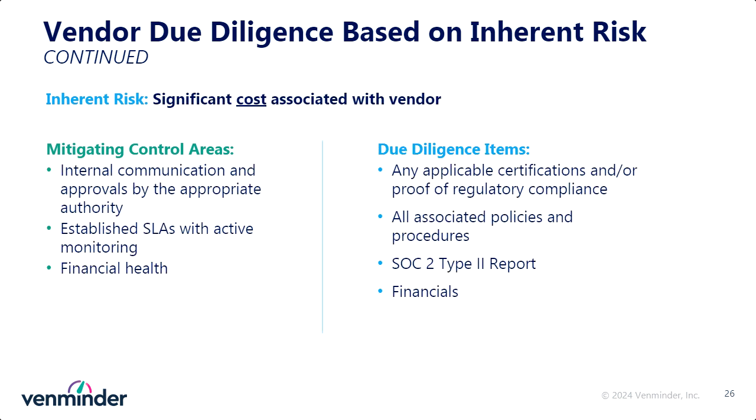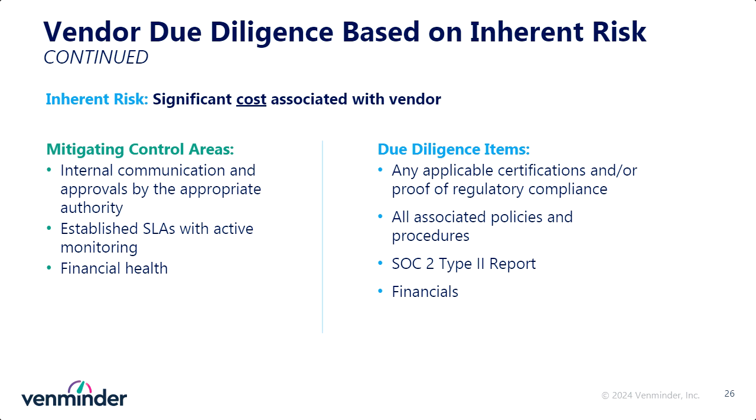So financial risk is one that's sometimes overlooked in comparison with the others, but it's important to consider the inherent risk that comes from a significant cost that's associated with the vendor. This could be the cost of implementing or maintaining their product or service, or even the cost of switching to an alternate vendor. Those mitigating control areas would, again, be that internal communication and approvals, SLAs and monitoring, and the financial health of the vendor.